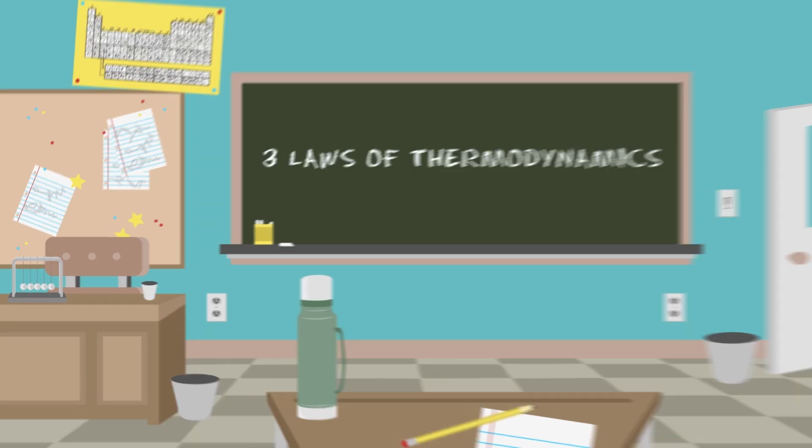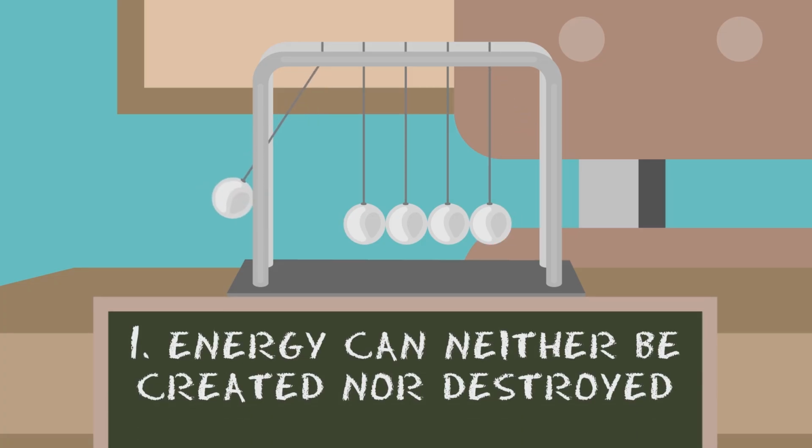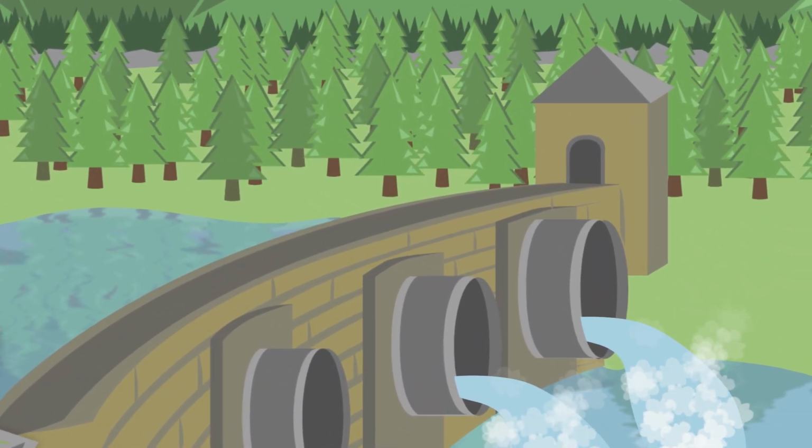The first law of thermodynamics, otherwise known as the law of conservation of energy, states that energy can neither be created nor destroyed. However, energy can change forms. Hydropower clearly shows energy changing forms without the creation or destruction of energy.